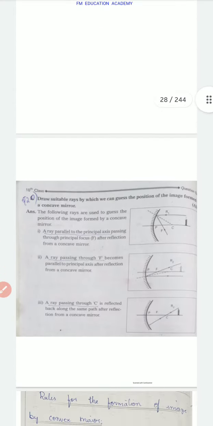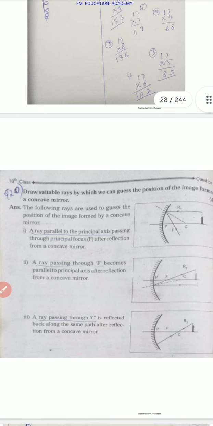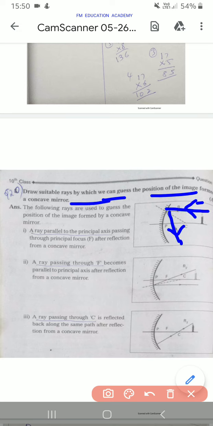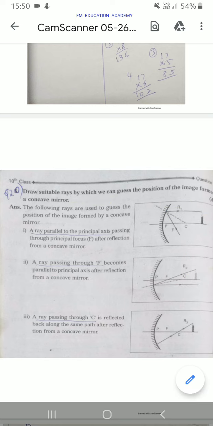Okay, then in practice, in pre-finals, this question was asked, right? Draw two suitable rays by which we can guess the position of image formed by a concave mirror. What is the first rule? Whenever a ray is parallel to principal axis, it passes through focus. Second rule is whenever a ray passes through focus, it passes parallel to the principal axis. Third rule is whenever a ray is passing through center of curvature, it goes back.